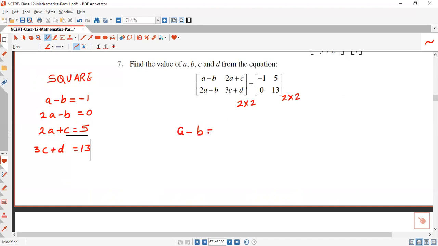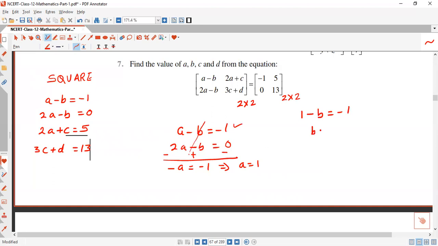Now we want to just find the value. A minus B equals minus 1, and 2A minus B equals 0. Subtract this equation, do not add. Change the sign of the bottom equation. Now B will be cancelled out. It comes out minus A equals minus 1, which implies that A equals 1. Now put this value in equation 1. 1 minus B equals minus 1, so B equals 1 plus 1, that is 2.